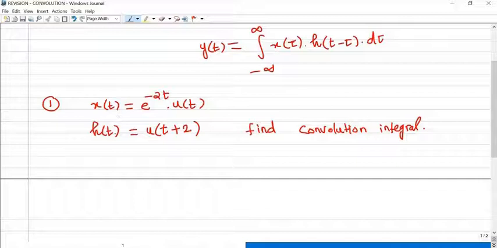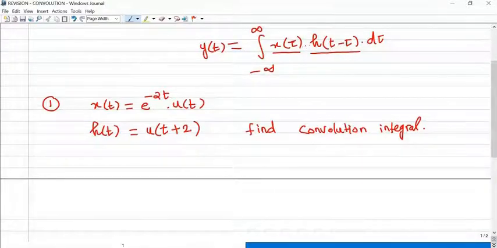Given signals x of t and h of t. First step, we rewrite our x of t, h of t as x of tau, h of tau. Okay, this t is replaced by a dummy variable tau. Then we have to plot the x of tau signal and the h of t minus tau signal.